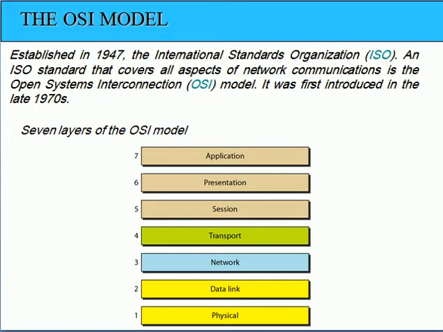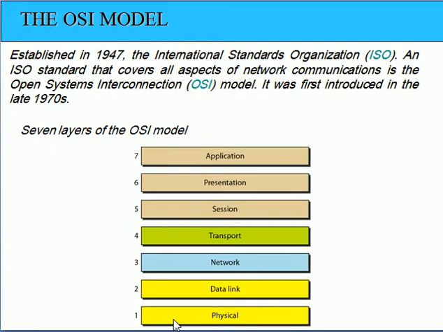They set this model in 1947, and this model was set by the International Standard Organization, ISO. The ISO covers all aspects of network communication in the open system interconnection, which is OSI. So this model we call OSI.